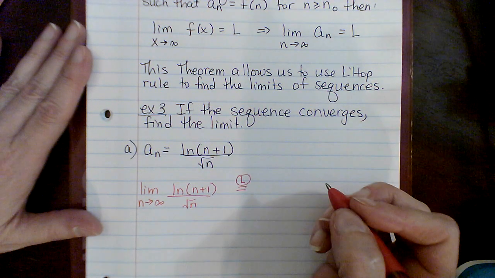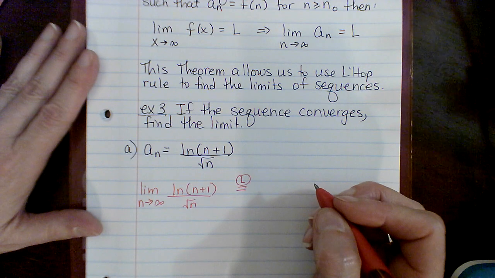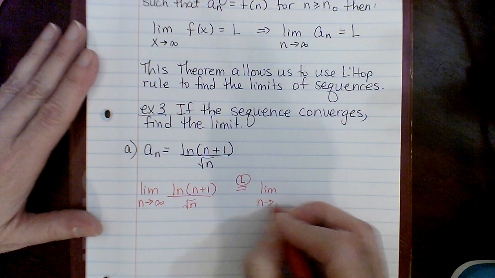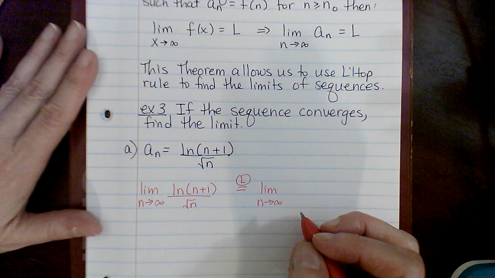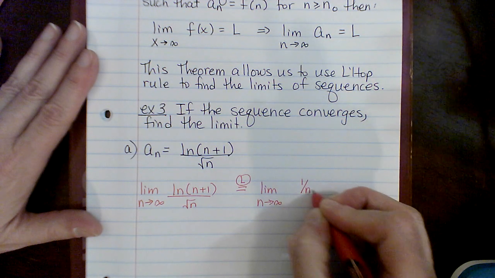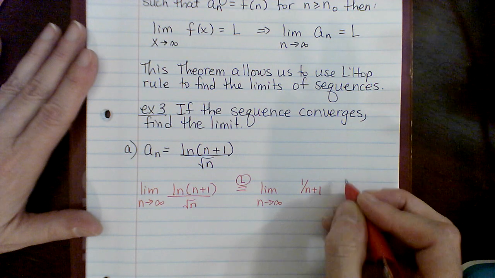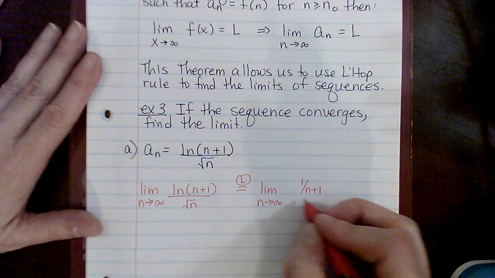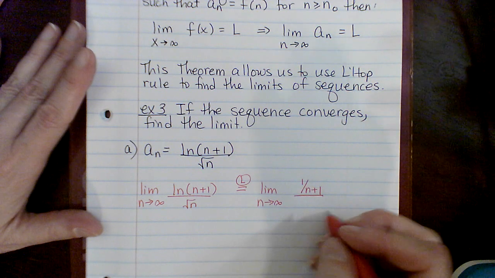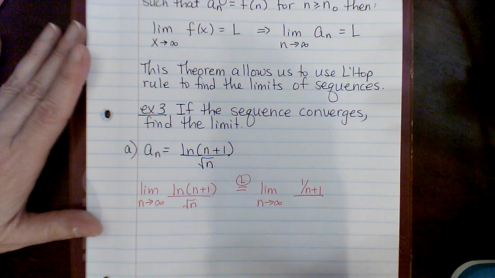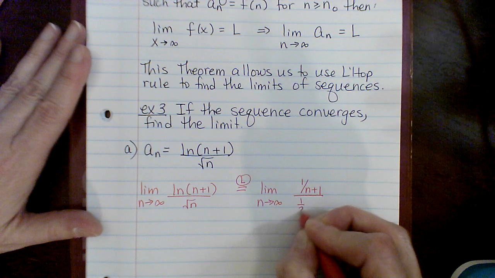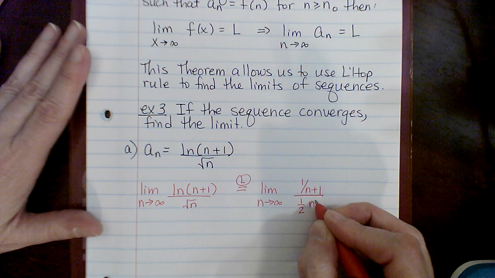That means I'm going to take the derivative of the top and the derivative of the bottom. So I'm going to get the limit as n goes to infinity. The derivative of the top, because it's a natural log, is going to be 1 over n plus 1 times the derivative of n plus 1, which is just 1. And then the derivative of the square root of n, that's n to the 1/2, so it's going to be a power rule. So that'll be 1/2 n to the negative 1/2.